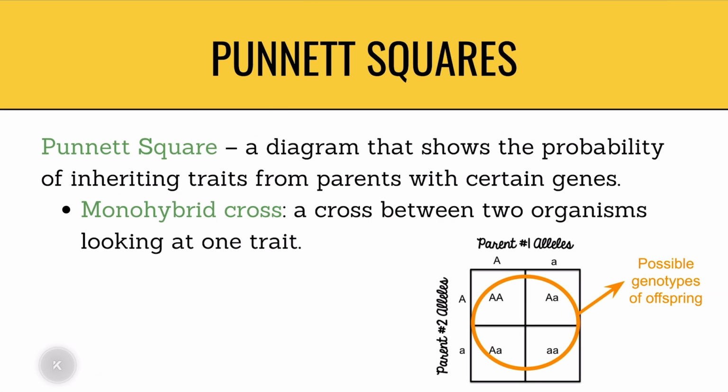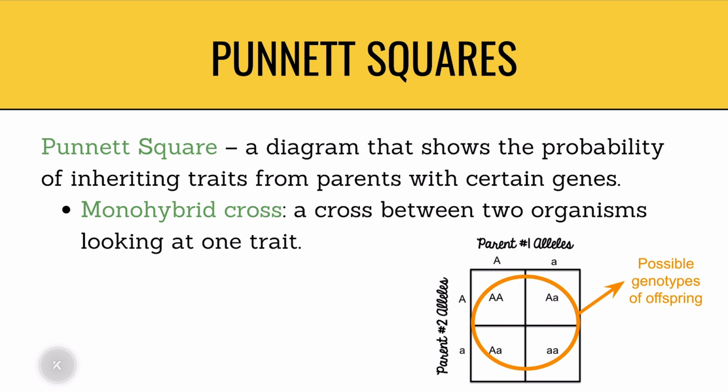So that leads us into making predictions about what the probability of offspring would look like based on the alleles that you have. And we can do this through Punnett squares. So Punnett squares are diagrams that show the probability of inheriting traits from parents with certain genes. We'll start off with monohybrid crosses.